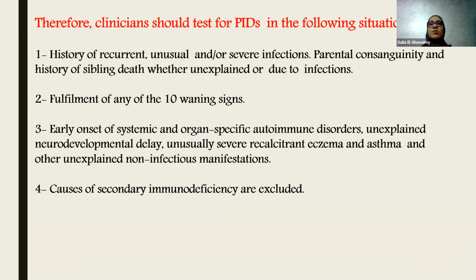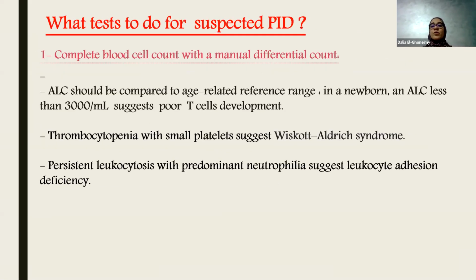So we have to suspect that this might be a part of a primary immune deficiency disease, and we have to exclude secondary causes. So what tests to do for suspected PID? The first, the basic, is complete blood count with manual differential count.